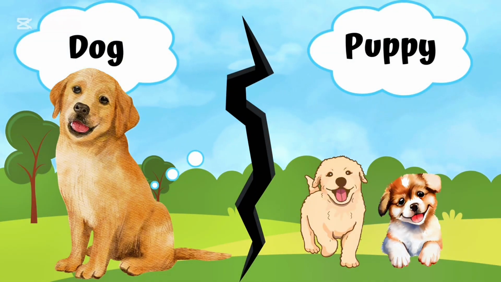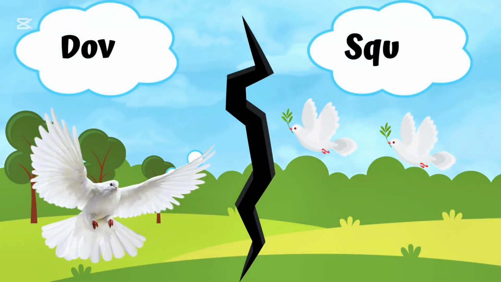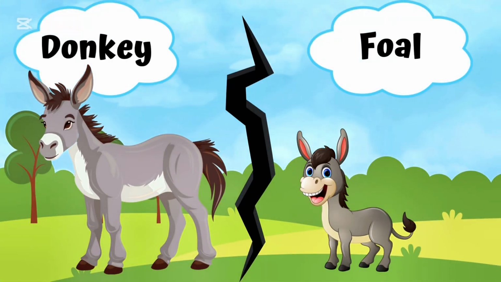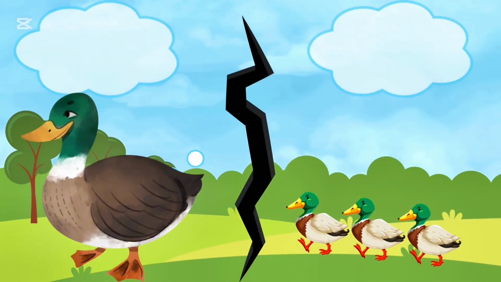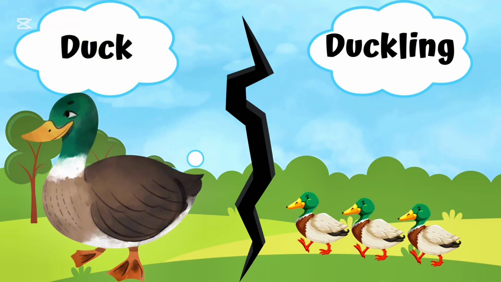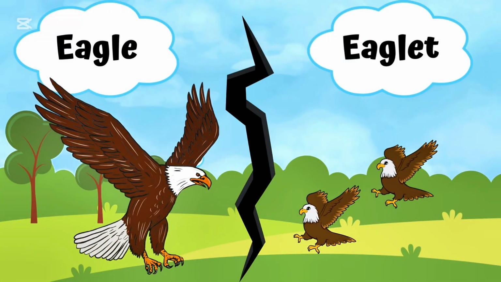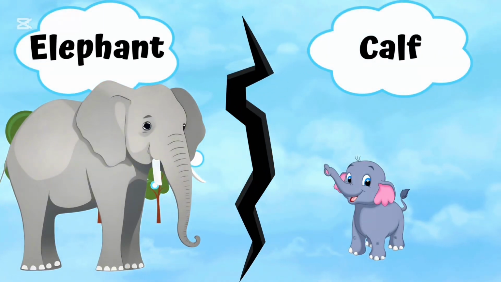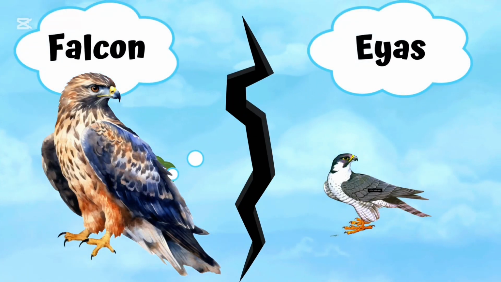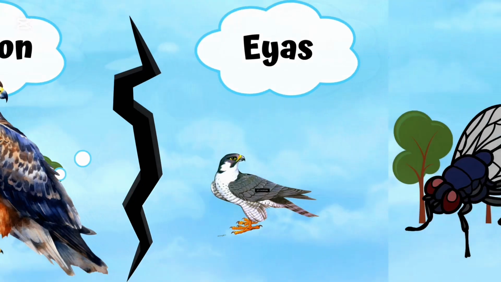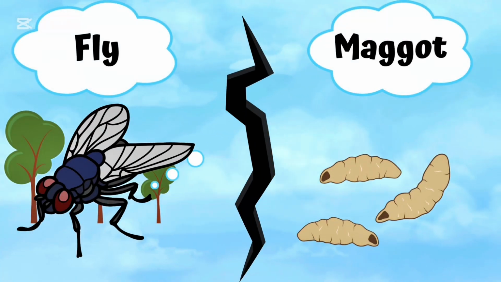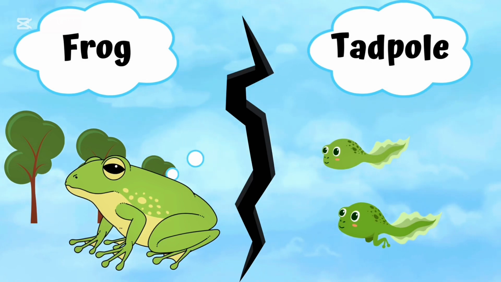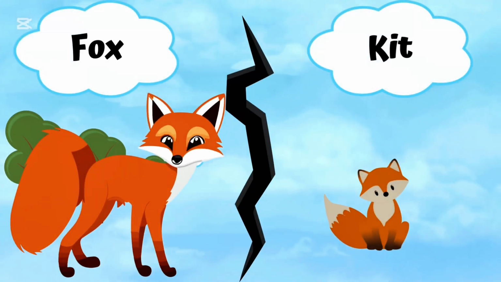Dog, baby name puppy. Dove, baby name squab. Donkey, baby name foal. Duck, baby name duckling. Eagle, baby name eaglet. Elephant, baby name calf. Falcon, baby name ears. Fly, baby name maggot. Frog, baby name tadpole. Fox, baby name kit.